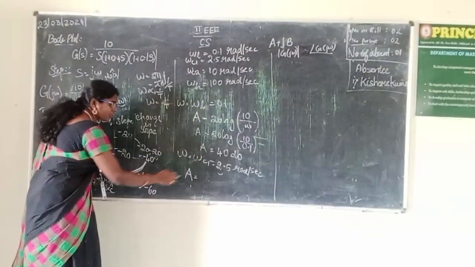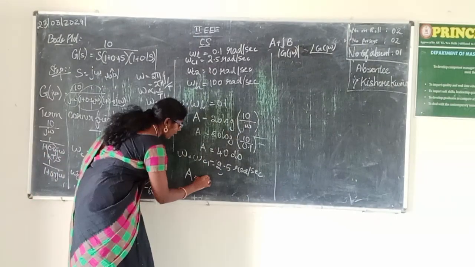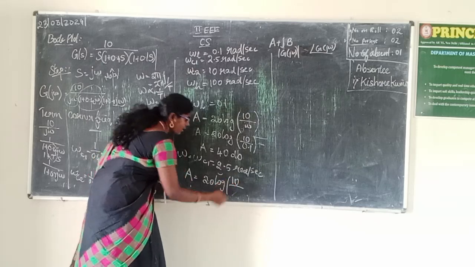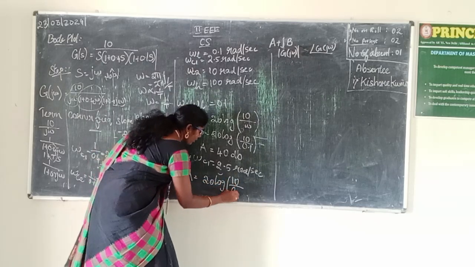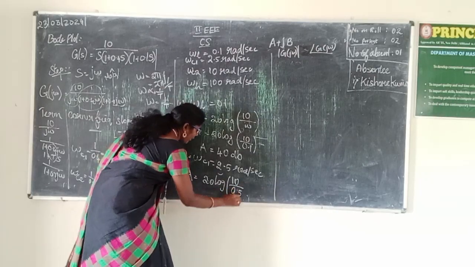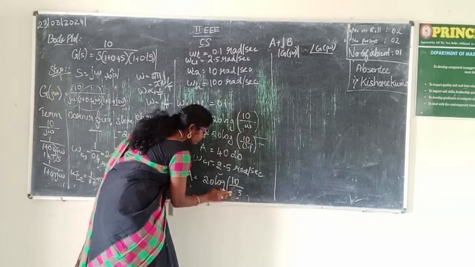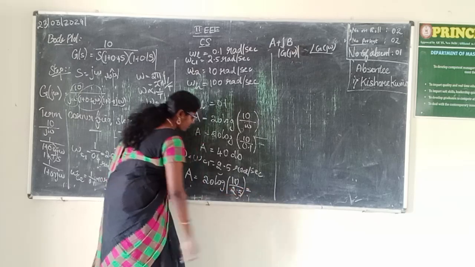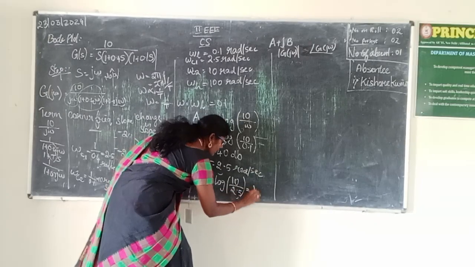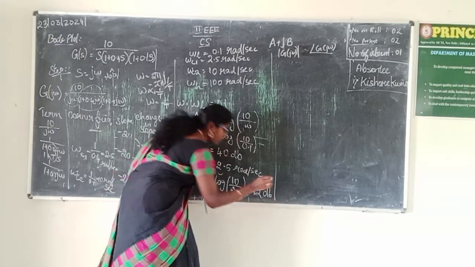So next, what will you be doing? A is equal to the same formula, 20 log of 10 by what is our omega? 2.5. So 10 by 2.5, what is the answer? 12.04. Okay, which is 12. That is plus 12 dB.